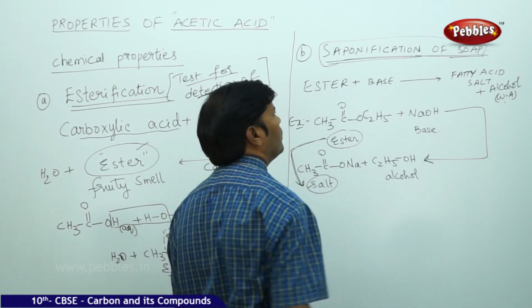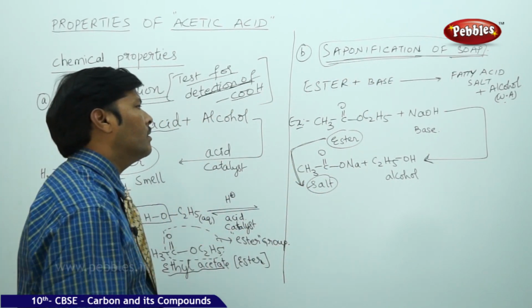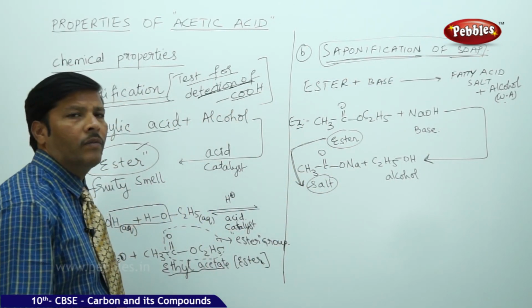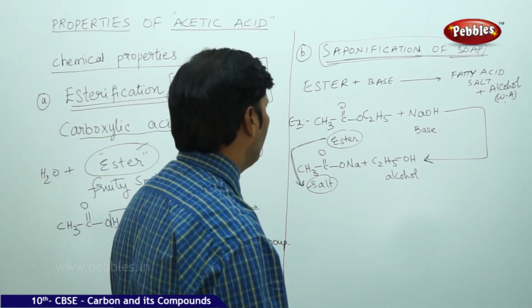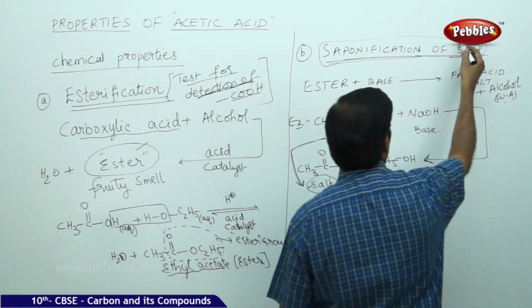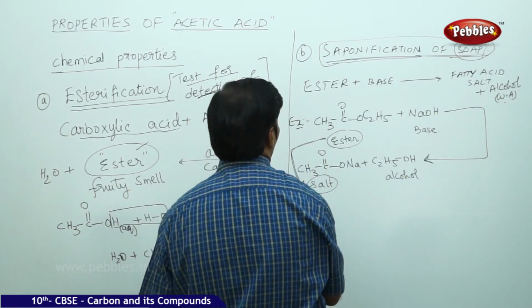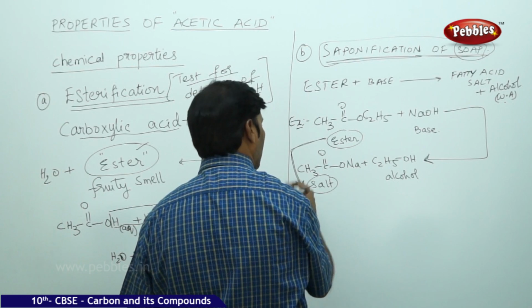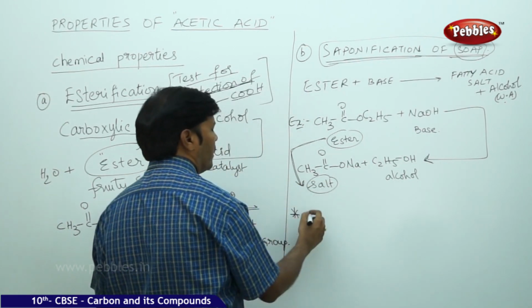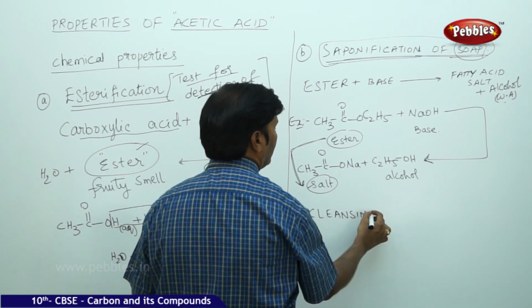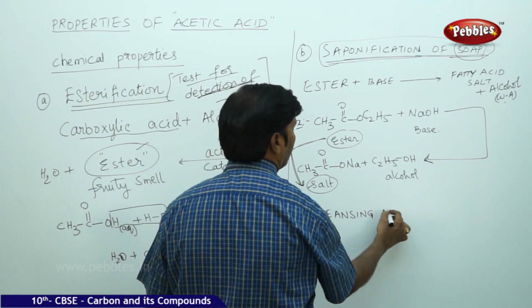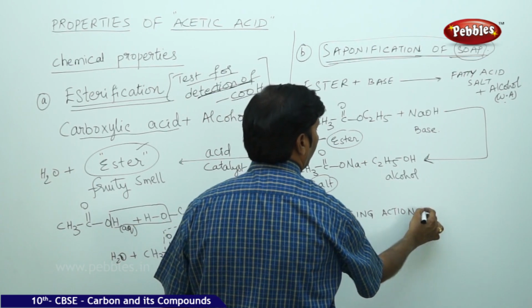of soap. This soap is used for removal of dirt from the surface of cloth, and because we are speaking about soap, I would like to also explain the next part of the discussion. The next part of the discussion is the cleansing action of soap.